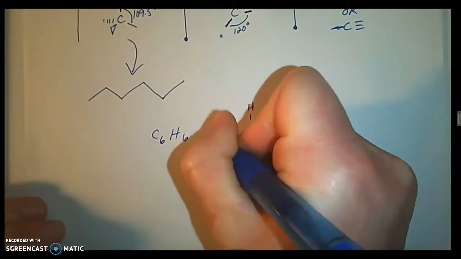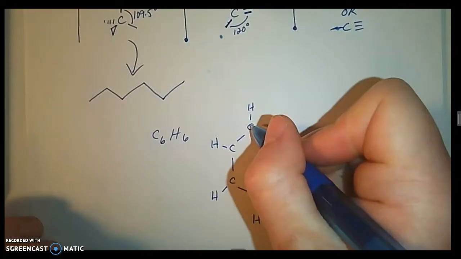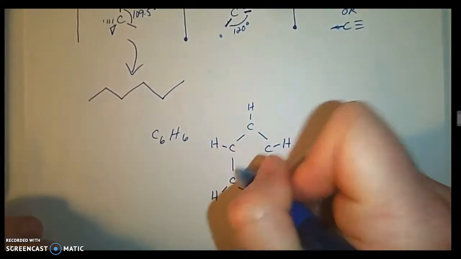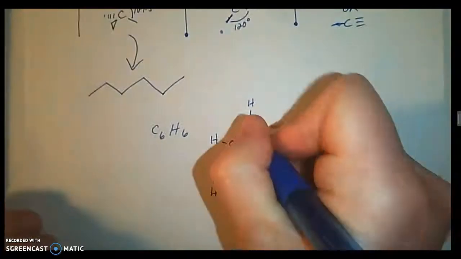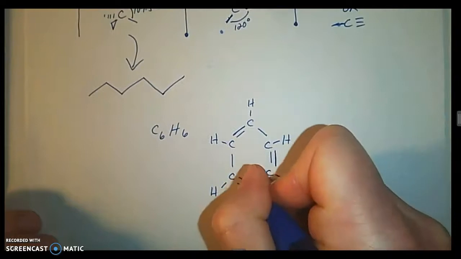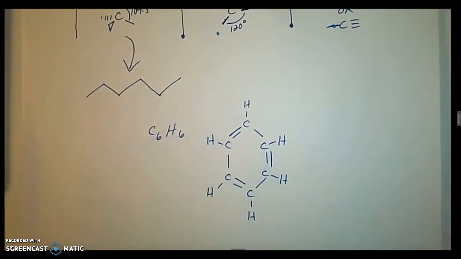So that's how I get the H6. And then to make sure that every carbon has a satisfied octet, because right now each carbon only has 3 pairs of electrons around it, they want 4, we put double bonds in alternating positions. Okay, and then that gives us a Lewis structure for benzene that makes sense along with the chemical formula.